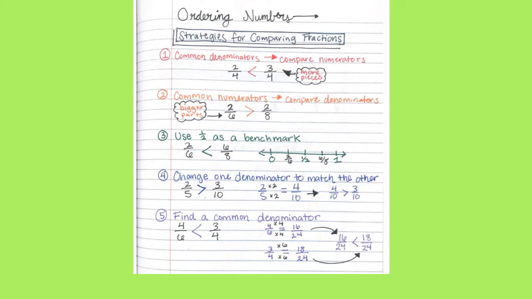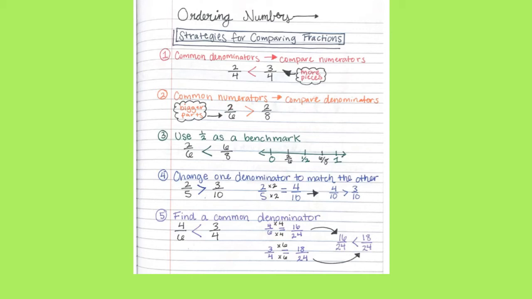Strategy 3 is using benchmark fractions, such as 1/2, 1/4, 1/10, and any other benchmark fraction that you find easy to work with. In this case, we're going to use 1/2 as a benchmark. We know that 2/6 is less than 1/2. We know that 6/8 is greater than 1/2. Therefore, 2/6 must be less than 6/8.